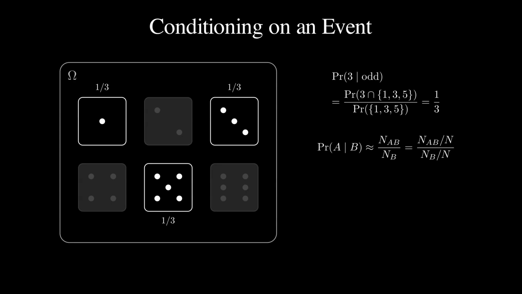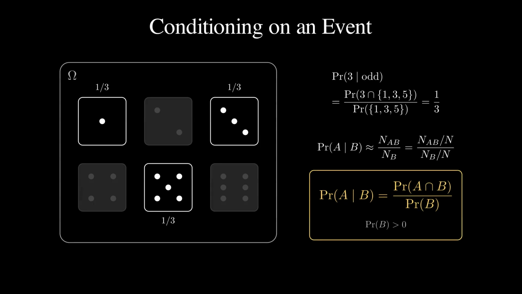Divide top and bottom by n, and each count turns into a probability, so this ratio tends to the probability of A and B over the probability of B. That limit is the definition. For any event B with positive probability, the conditional probability of A given B is the probability of A and B divided by the probability of B. It rescales the law so that B becomes the new certain event.